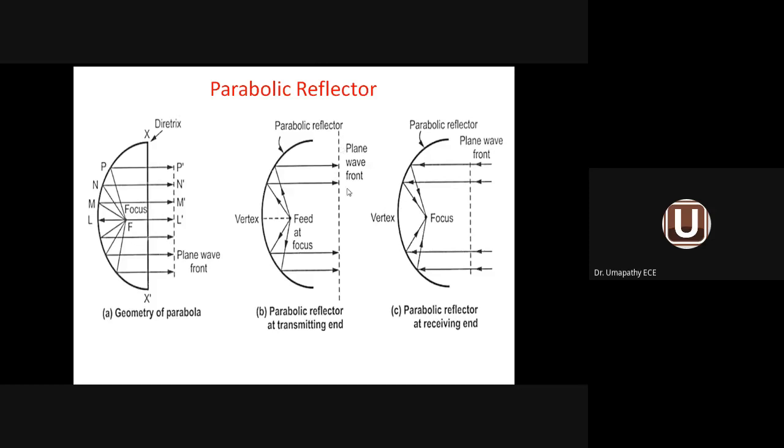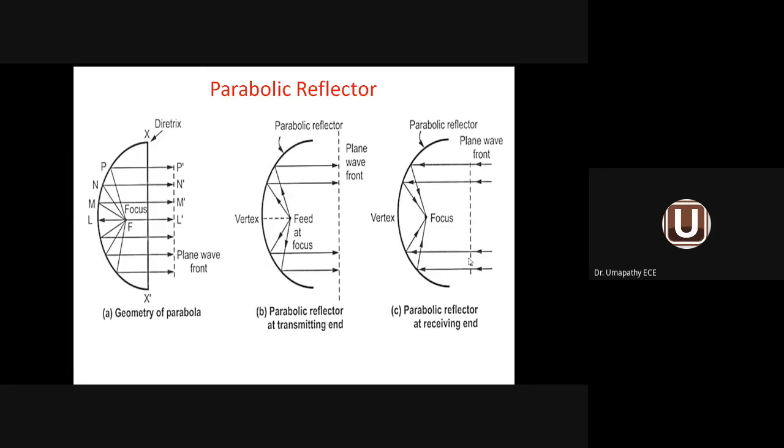When they come to the directrix, they will become a plane wavefront. Plane wavefront means all the points of the spherical wave will be available, ready for radiation. That is why it is called a plane wavefront. But in this case, I'm using it for transmitting purpose. That is why it is called a parabolic reflector at the transmitting end.